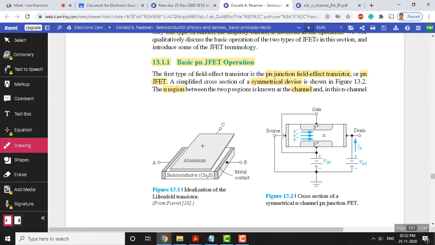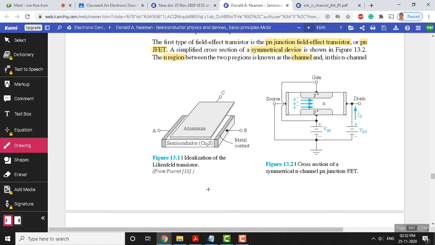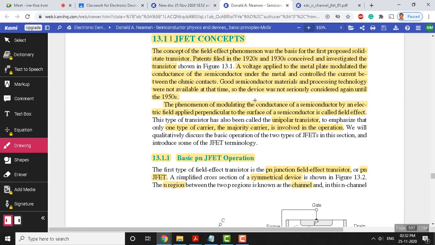As you are seeing here, there is an aluminum and there is a semiconductor here. So there is an insulation between these two things. There are two terminals, you can see this one is A and the other one is B. This aluminum surface is used to control the current movement from A to B. They have used different material here in this proposed transistor. This is called a Lilienfeld transistor. That history you can go through a little bit.